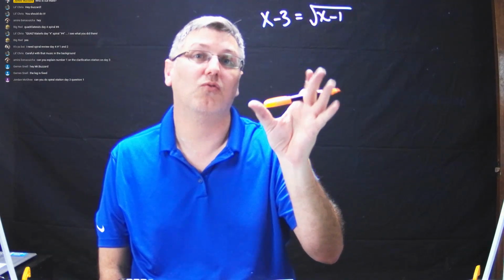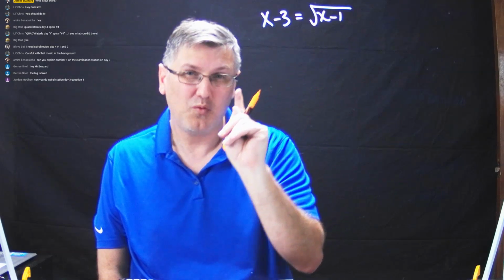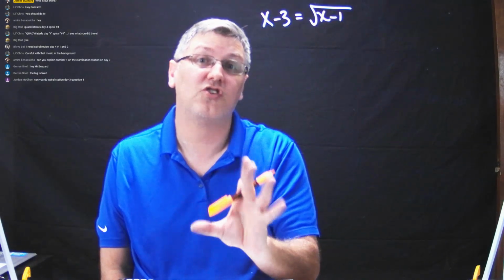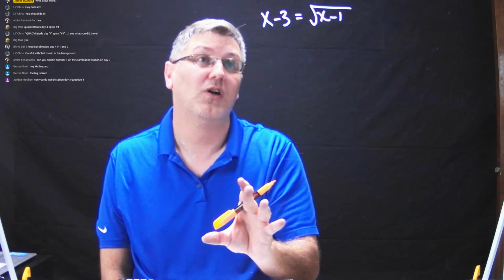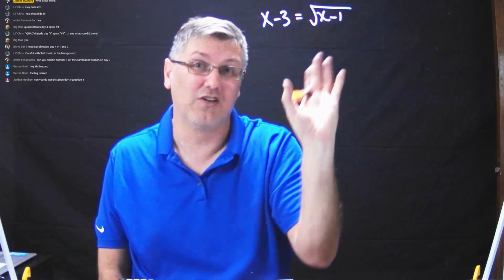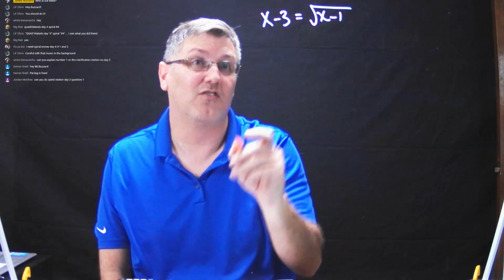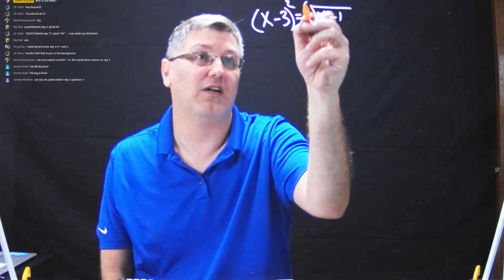To get rid of the square root, we need to square both sides. When we square both sides, we have to be conscious to go back in and check our answers, because we may get an answer that just doesn't work. It's called an extraneous solution. So we have to check it. But let's square both sides.